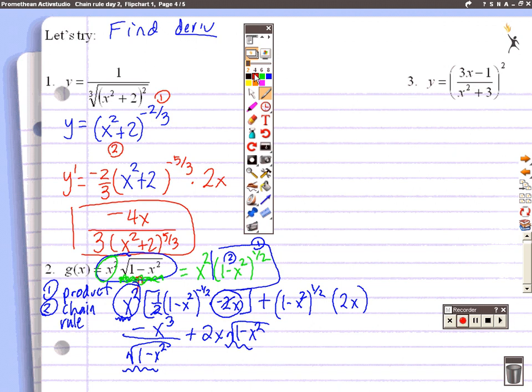This is the granddaddy of them all. We have an outside function, which is our square, and we have an inside function, which is a rational function. But if you're like me, you're noticing that the inside function is a quotient. So when we find the derivative of the inside, we're going to have to do the quotient rule. Right tool for the right job.